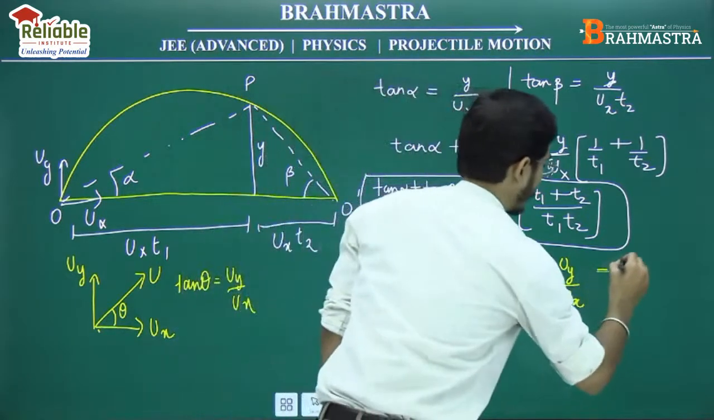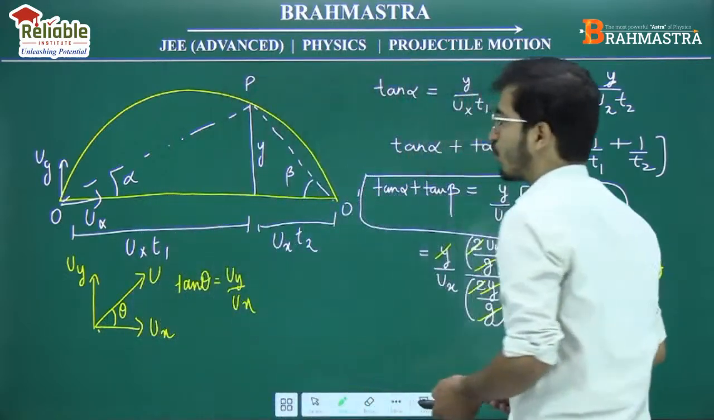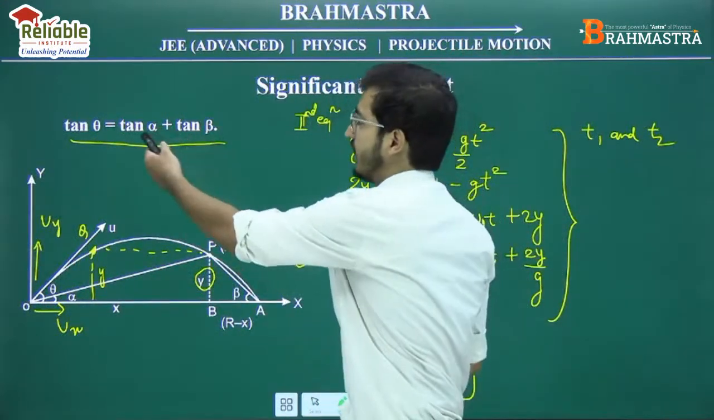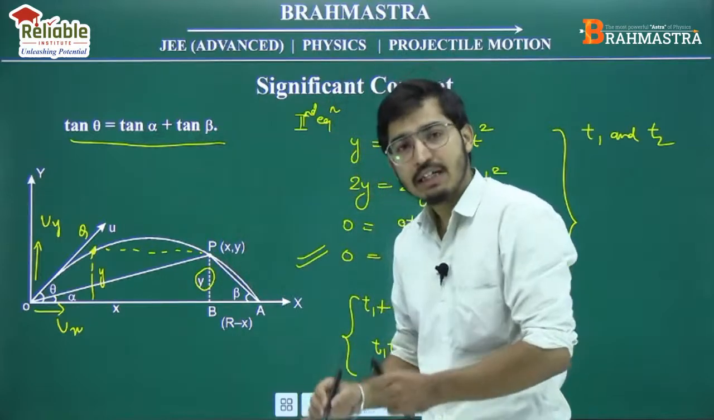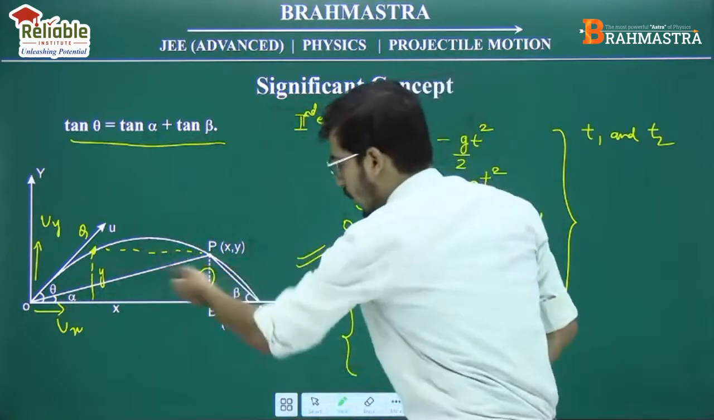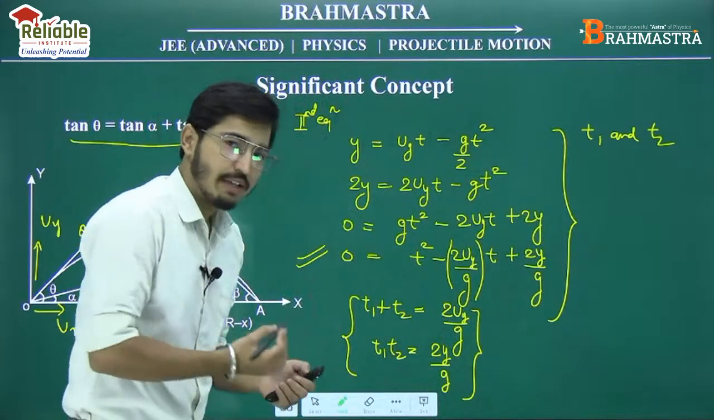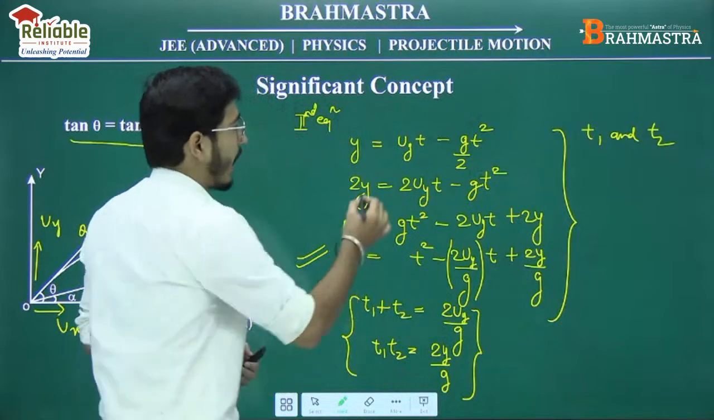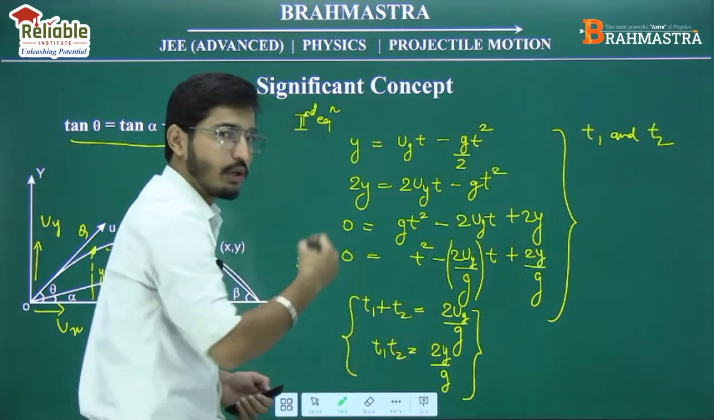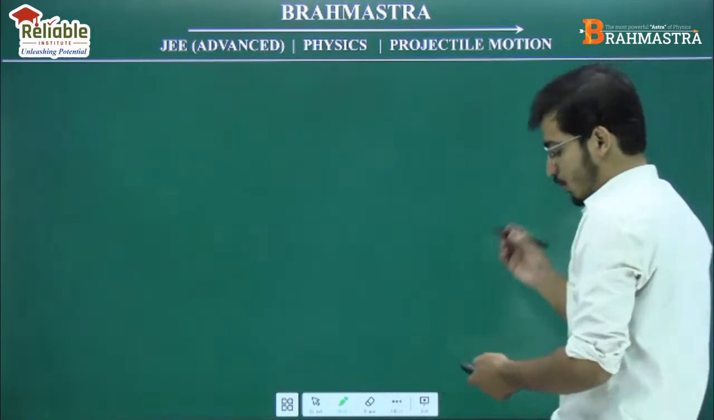Got it? So you have confirmed the result which we were supposed to prove, that is, the tan of the angle of projection is equal to the sum of the tan of alpha and beta, where alpha and beta are basically the angles of the position vectors of that particular point from the two corners of the parabola. How we have achieved the result is more important, by analyzing this quadratic equation and making use of the basic information of the quadratic. So this is one quadratic equation and its proof.